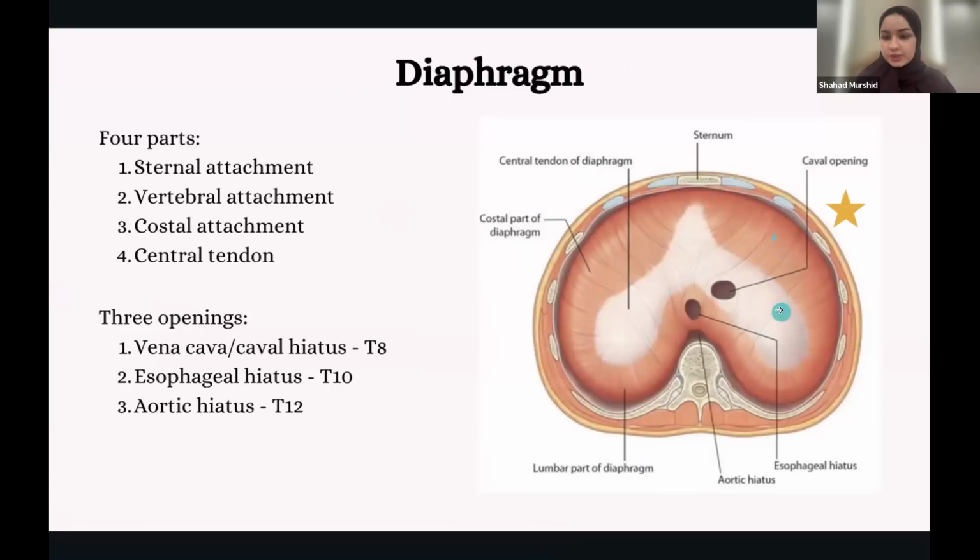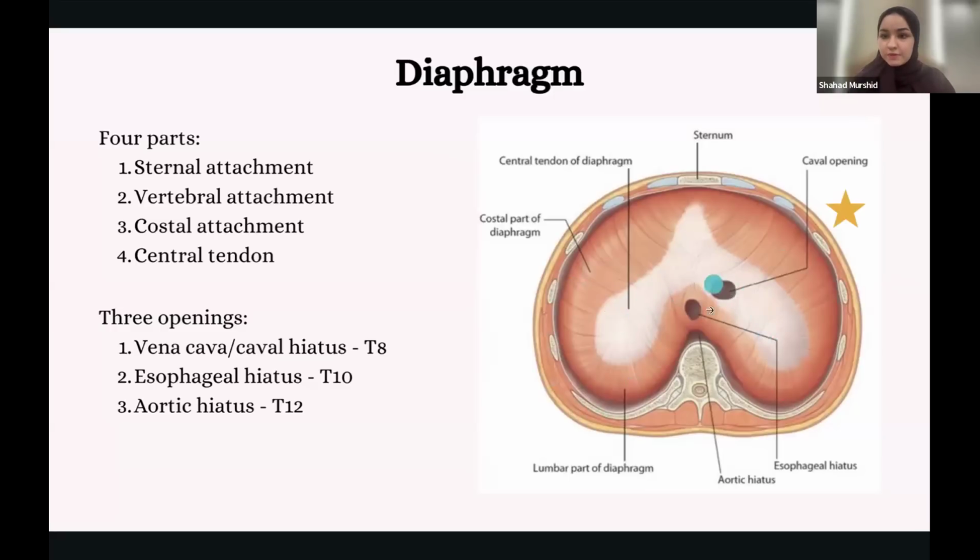So you have 4 parts. The diaphragm attaches at 4 parts. First, you have the sternal attachment, where it attaches anteriorly, and then the vertebral attachment, or the lumbar part of the diaphragm. And then you have the costal attachment, where it attaches to the ribs on the sides, the costal part of the diaphragm. And then you have the central tendon. So the whole diaphragm over here is muscular. However, the inner portion is membranous.